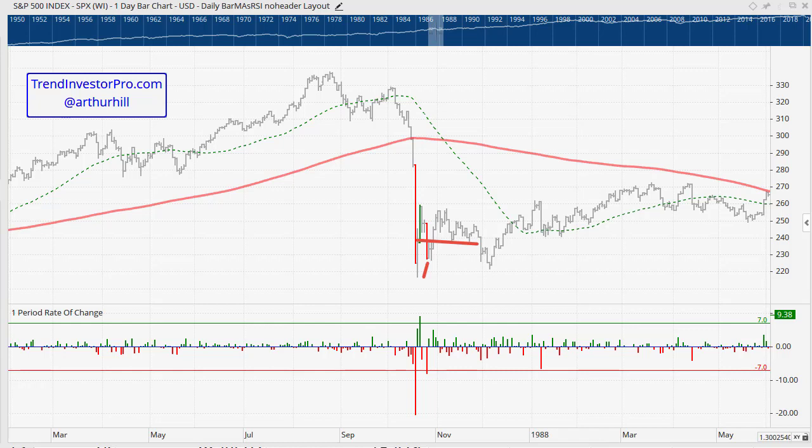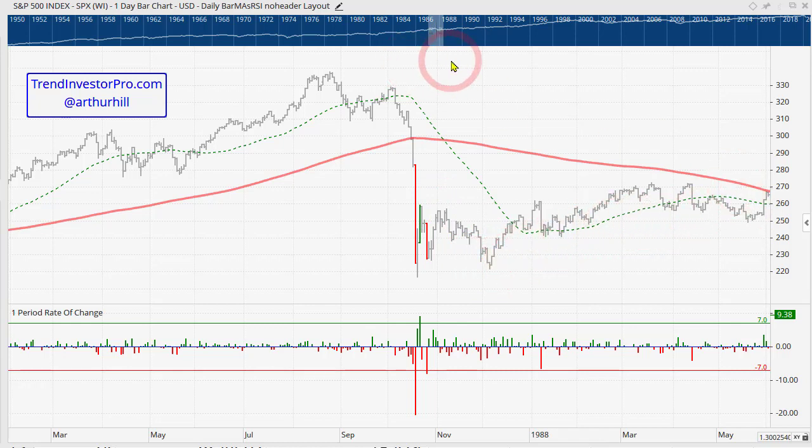And I think that's an important concept to bring across: you didn't bottom. Okay, sure, the exact low was the day after the crash, but you tested that low. So you had a second chance. You didn't have to catch the first bounce. And you got this second chance, and then the market worked its way higher.